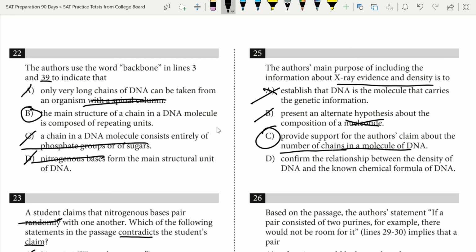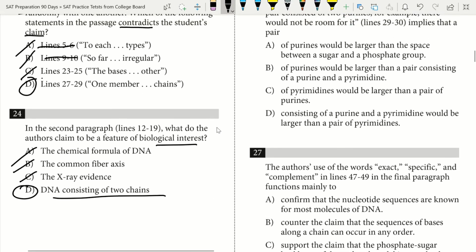D, confirm the relationship between the density of DNA and the known chemical formula. No, we don't touch on the chemical formula of DNA. So we are good with C for our answer on 25. All right, next up, we've got question 26.